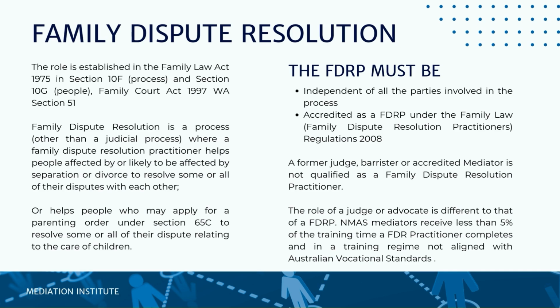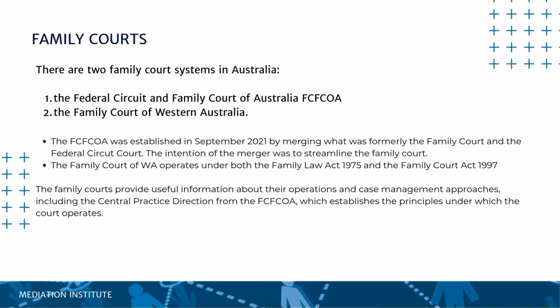There are two family court systems in Australia: the Federal Circuit and Family Court of Australia, which was formed in 2021 when the two separate family courts were merged. And the purpose of that was attempting to streamline the family court. The Family Court of WA also operates independently.